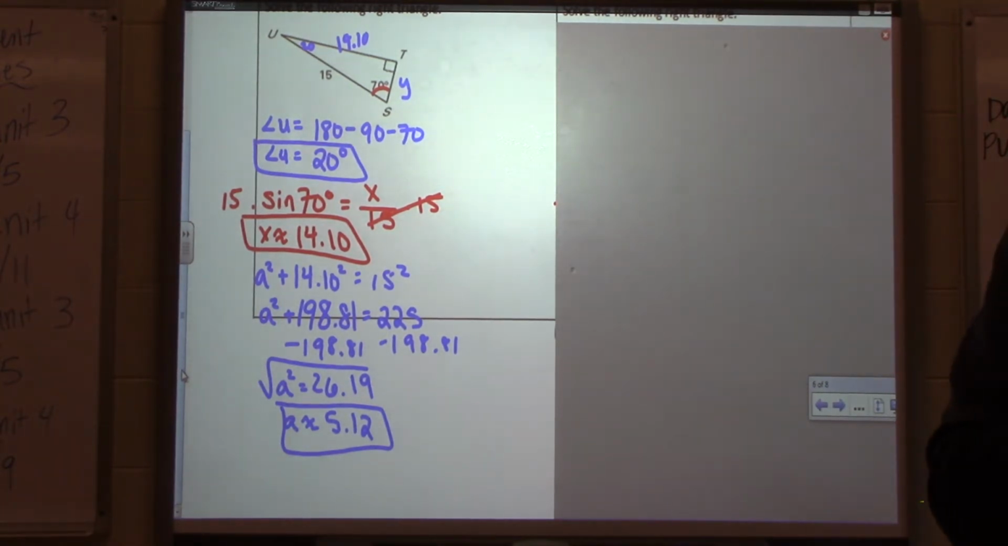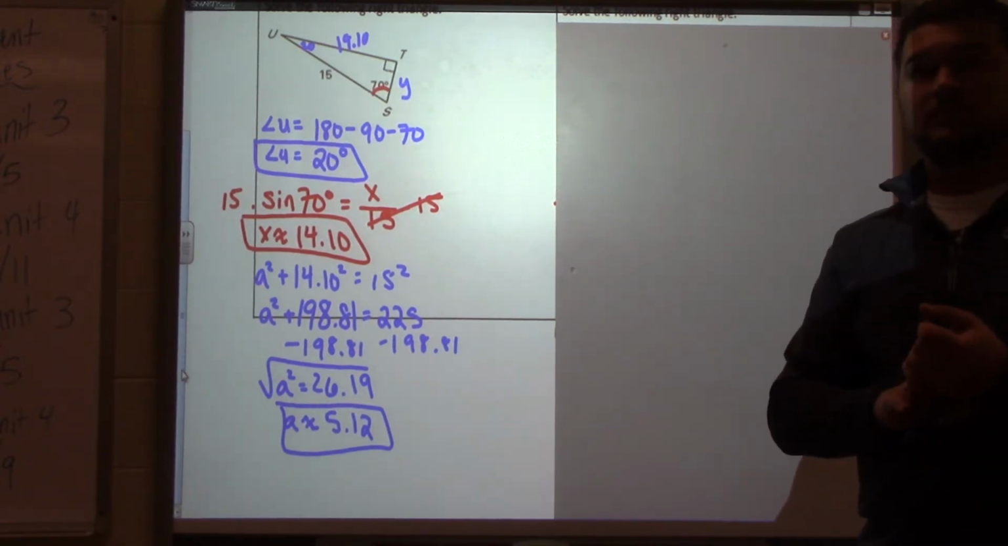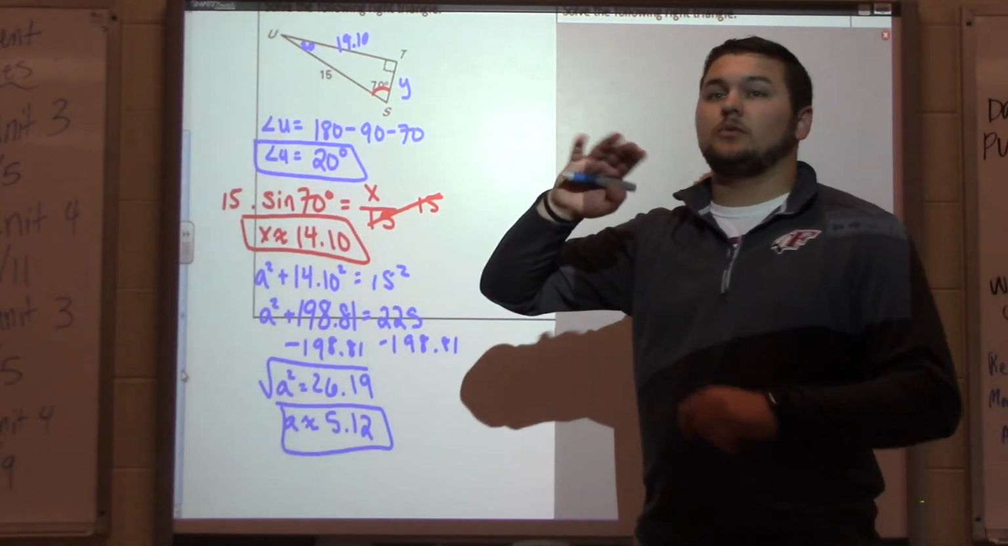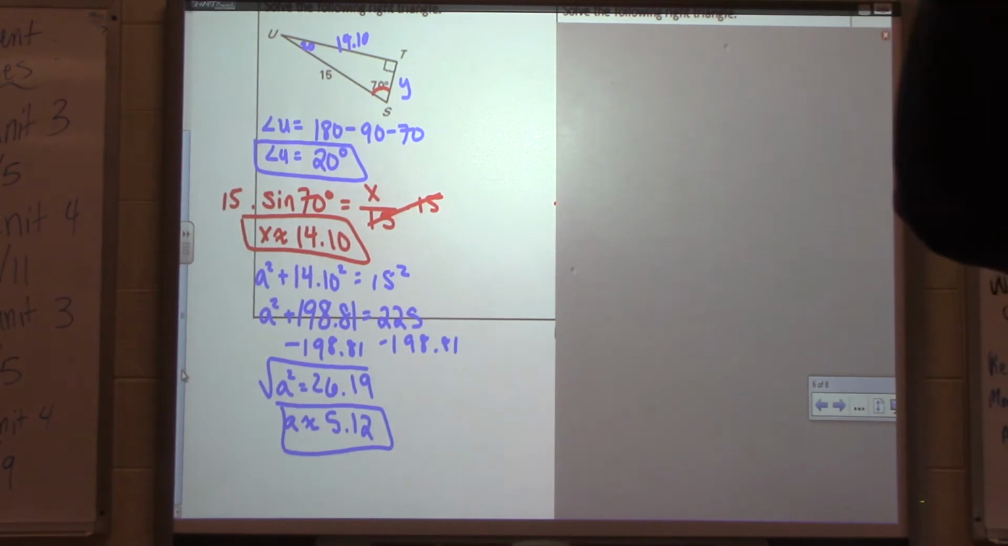Grace? So when we're plugging in numbers for the Pythagorean theorem, is there anything that has to go in a specific spot? The hypotenuse always has to be C. That's the only one that matters. Okay? Yep.